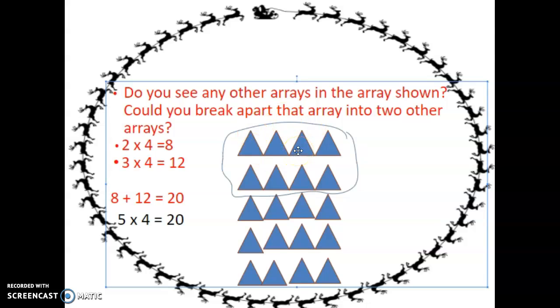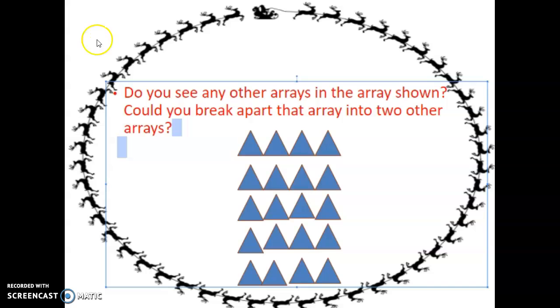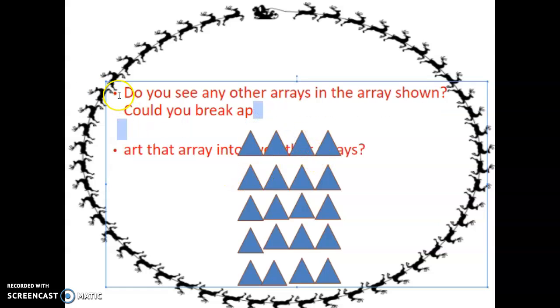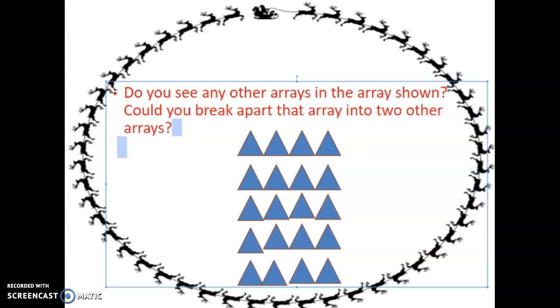Now, what I want to show you is another way that this array could have been broken apart. That isn't the only way that we could break this array apart. So let me show you one more way that you could use to break this array into two parts. I'm going to get my scribble tool again to show you that we could have also broken this array into a section like this to get two different arrays.